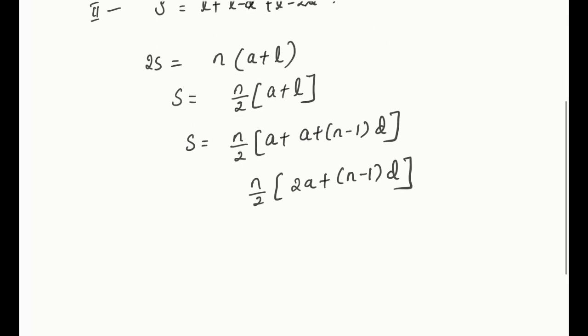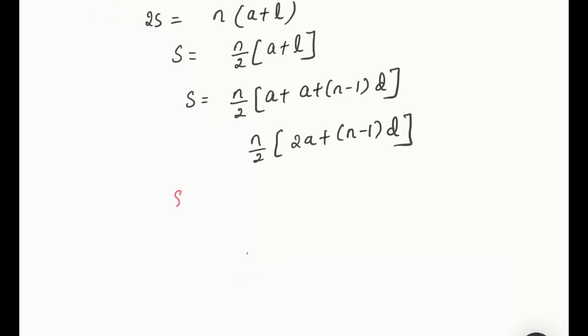So finally, for finding the sum of n terms, we get two formulas. Either Sn is equal to n by 2 into (A plus L), or Sn is equal to n by 2 into (2A plus (n minus 1) into D).